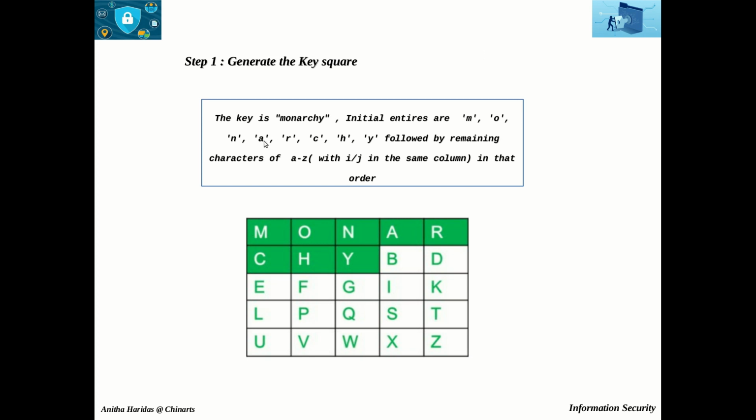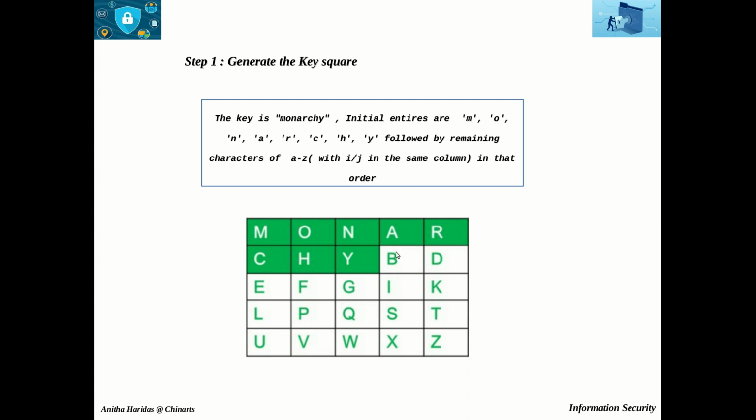First, let us generate the key square. For generating the key square, we have already seen MONARCHY is the key term, and these are the initial entries that will come in the 5 by 5 matrix. So I will have MONARCHY. This is the secret key I have already dropped into the matrix. Then it will be followed by the remaining characters of A to Z. Observe here, it must be followed by the remaining characters of A to Z with I and J in the same cell.